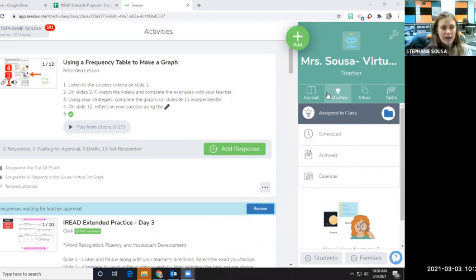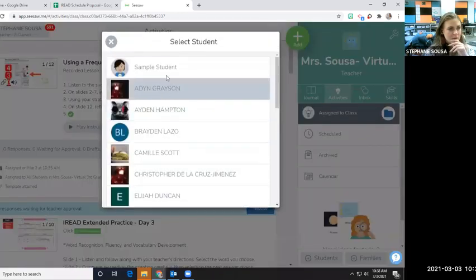So click on that activities light bulb to refresh your feed. It will put that activity title right up top for you, using a frequency table to make a graph, okay? Directions tell us that we're going to listen to success criteria on slide 1. We're going to work on slides 2 through 7 together, and then you will be working on 8 through 11 for some independent practice today. And then as usual, you have your success criteria on slide 12, okay? All right, add response, here we go.